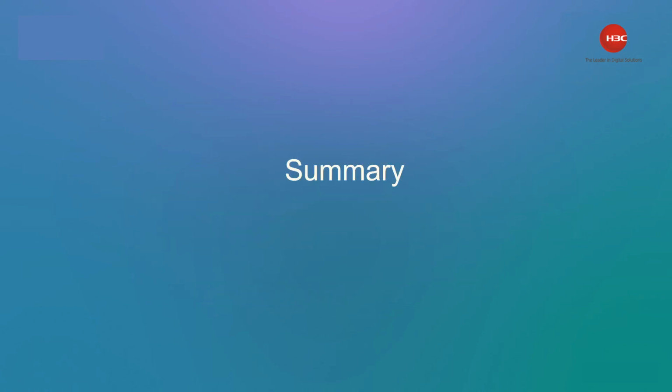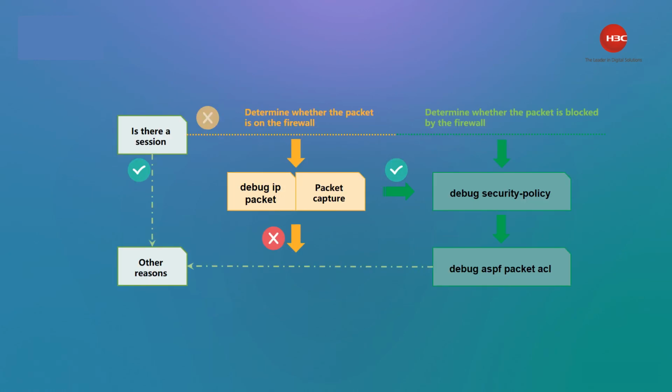Finally, summarize the troubleshooting ideas for the security policy failure. First, use the display session table command to view the session table entries. If there is a session table entry, it means that the packet goes to the firewall and passes the security policy check. Other reasons need to be investigated. If there is no session table entry, use the Debugging IP packet ACL command or the web interface to capture packets to determine whether the packets are sent to the firewall.